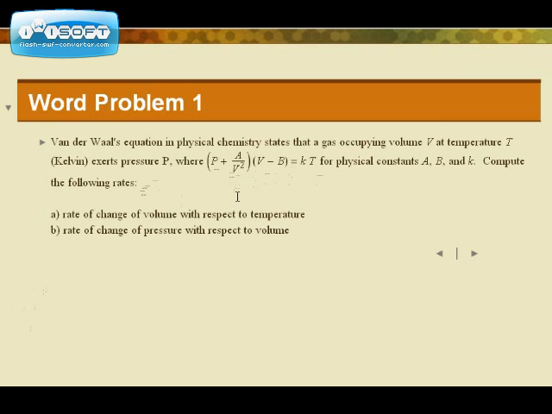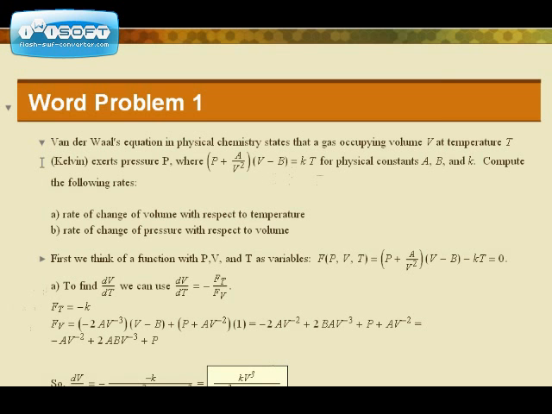And we want to compute the following rates of change. Rate of change of volume with respect to temperature, and the rate of change of pressure with respect to volume. So this is just going to be dV/dT and dP/dV for part B. So we'll go ahead and look at this. There's a few ways to do that. One is to solve for V, then take the derivative with respect to T. But we also have this other trick that we saw where we can define a function in terms of P, V, and T, and then use this equation.